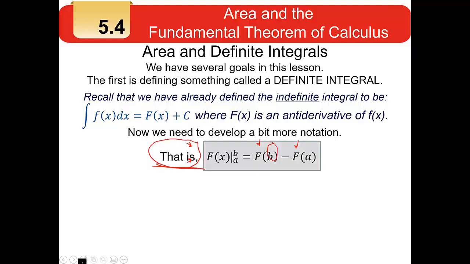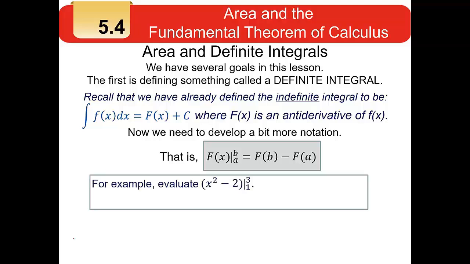Now, having said that, what I'm really saying is that new notation simply means take the top limit number, whatever you want to call it, plug it in, take the bottom number, plug it in, subtract the two results.